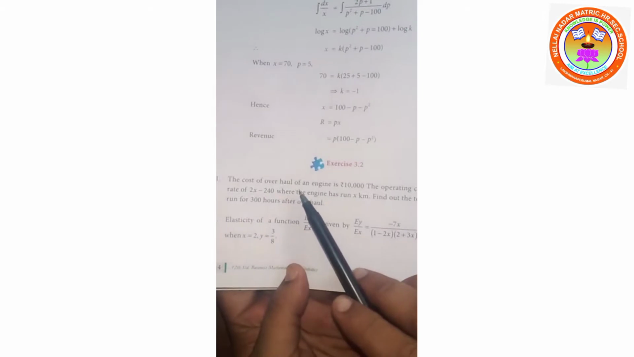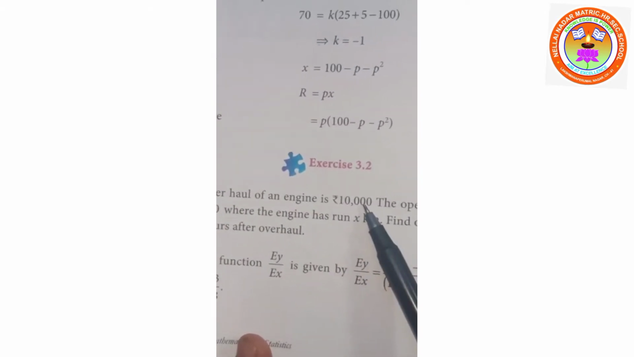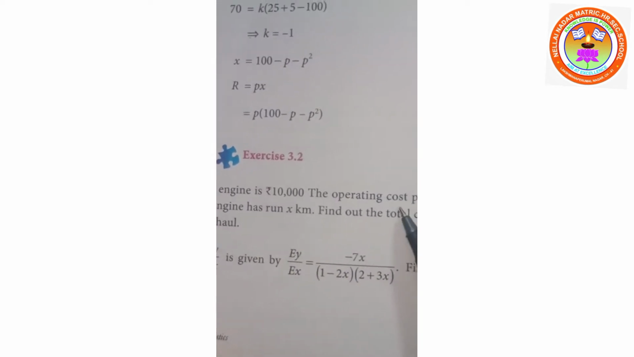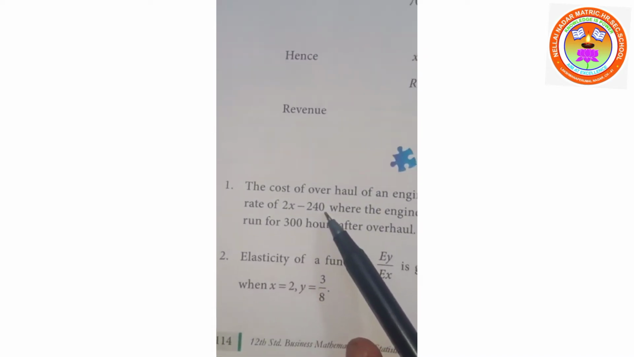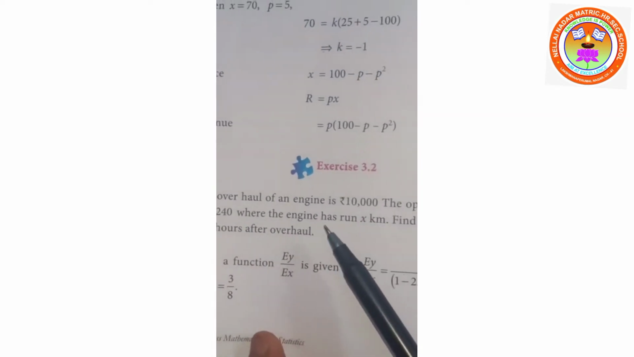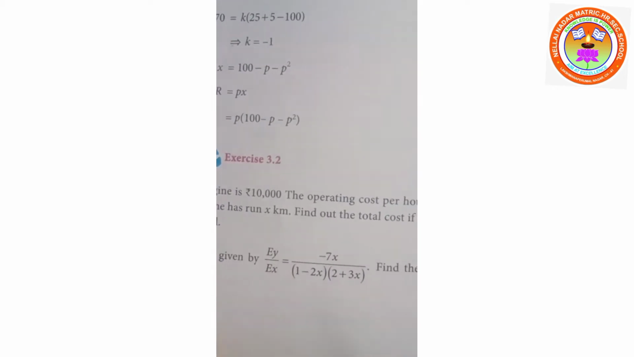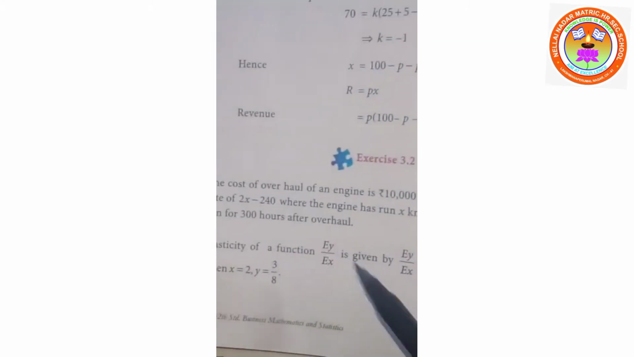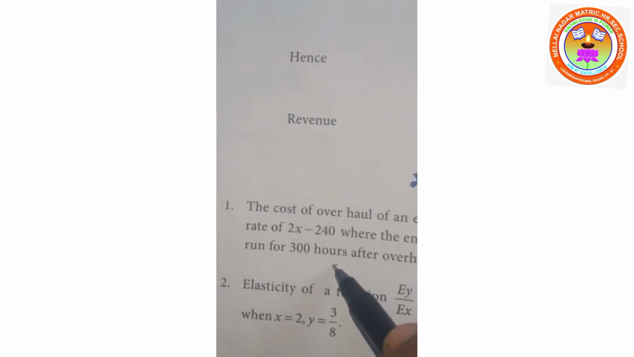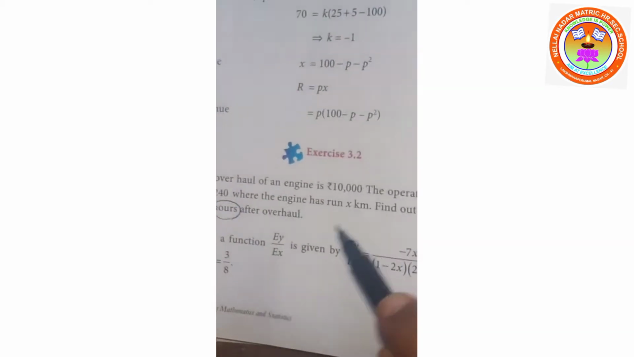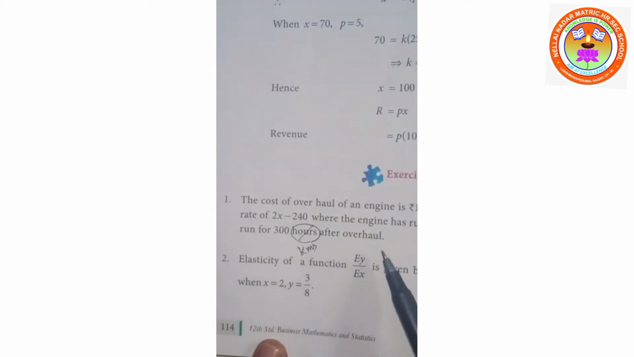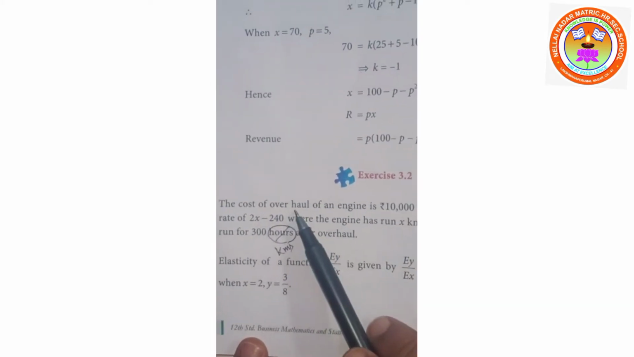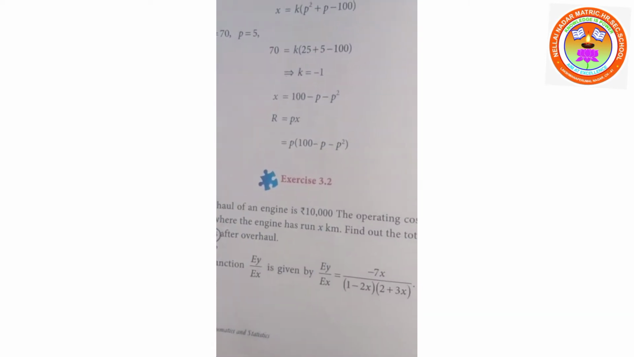The overhauling cost of an engine is 10,000 rupees. The operating cost per hour is at the rate of 2x minus 240, where the engine has run x kilometers. Find out the total cost if the engine runs for 300 kilometers, not hours. Here you are given kilometers, so it has to be changed to kilometers. So what is the overhauling cost? They have spent 10,000 rupees.